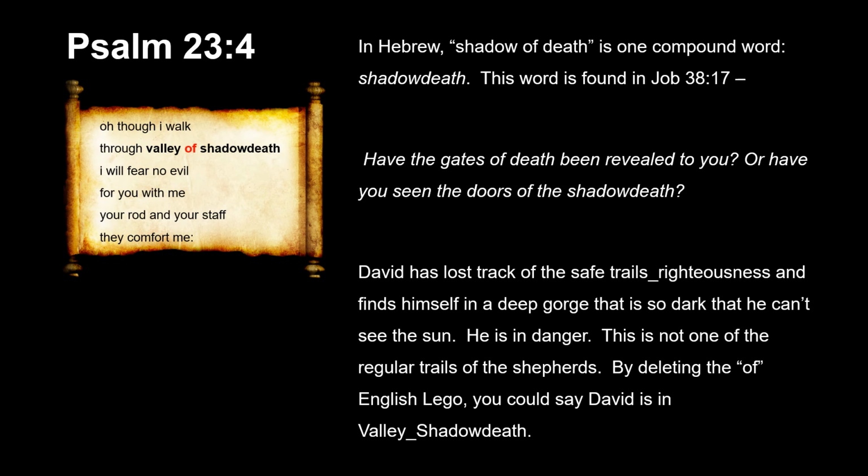David has lost track of the safe trails of righteousness and finds himself in a deep gorge that is so dark he can't see the sun. He's in danger. This is not one of your regular trails of the shepherds. By deleting the "of" English Lego, you could say David is in "valley shadow death."